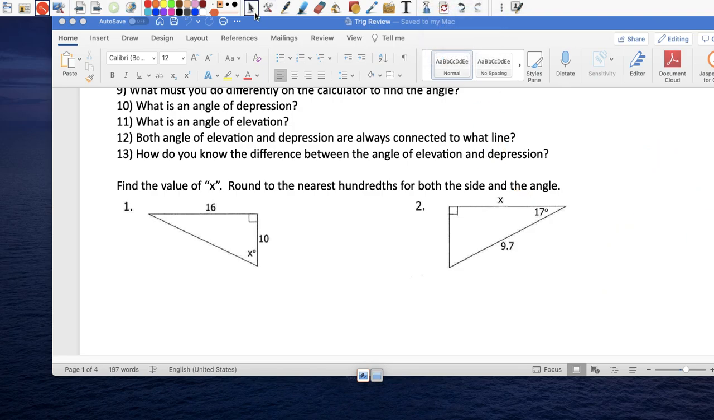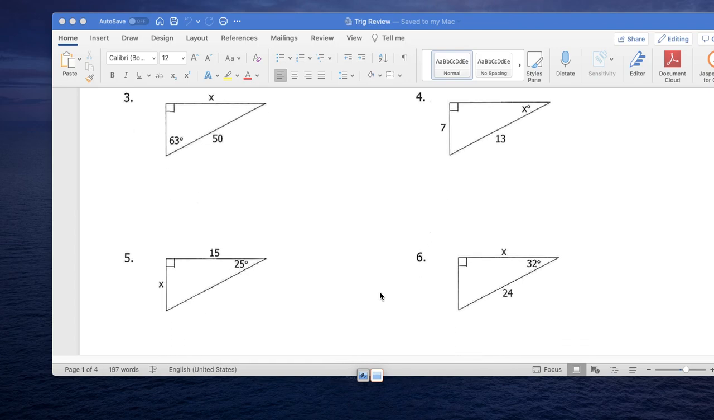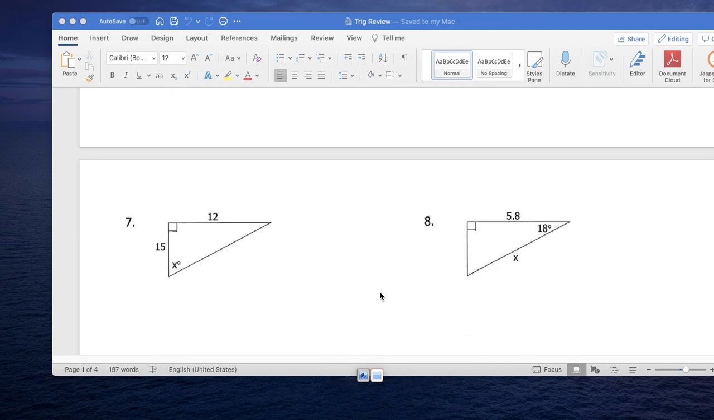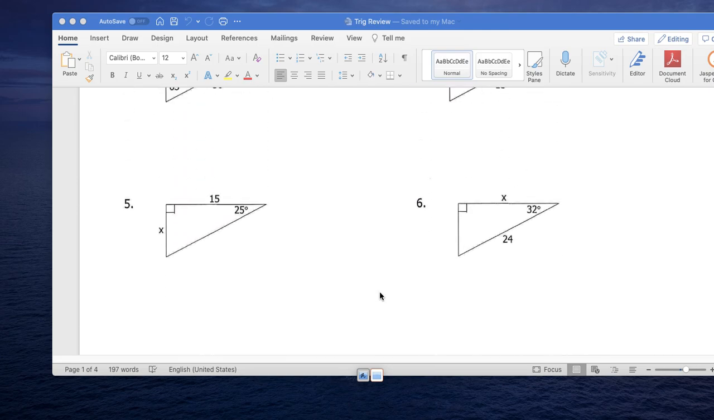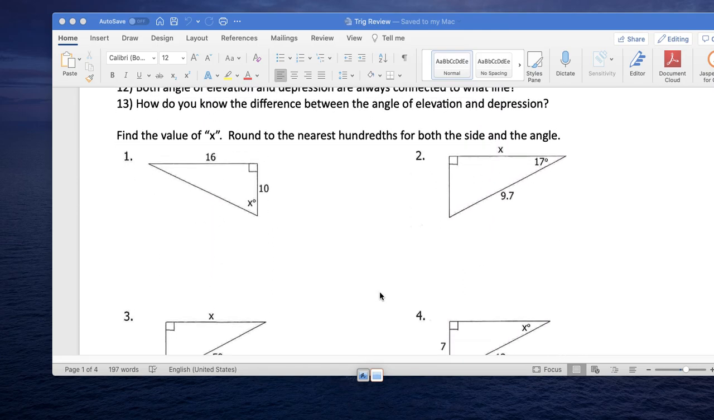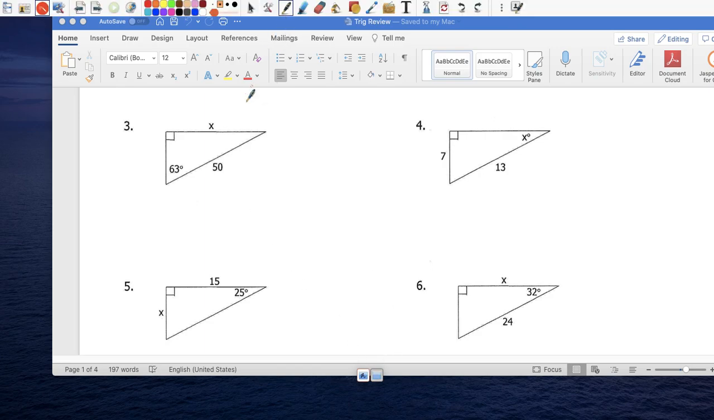So these are the easy questions, I think, right? They're pretty simple. So 3, 4, 5, 6, 7, 8. Well, you know what? I'll just work those 3. This is the hypotenuse. I'll label hypotenuse. This is the angle, so this would be the opposite. This would be the adjacent.